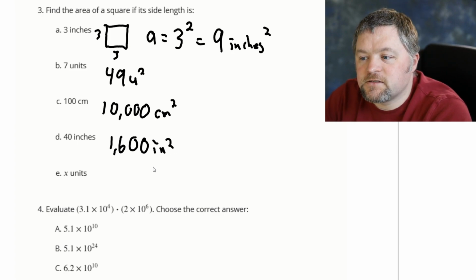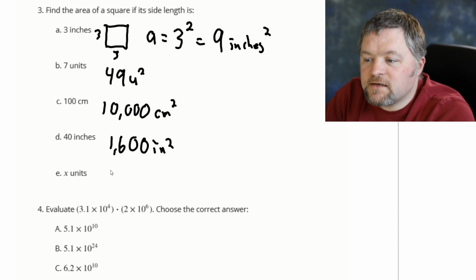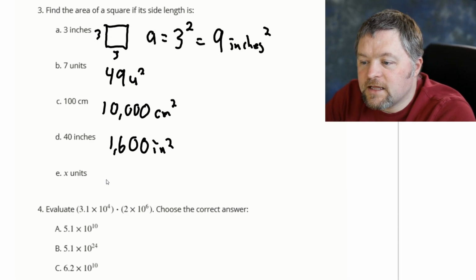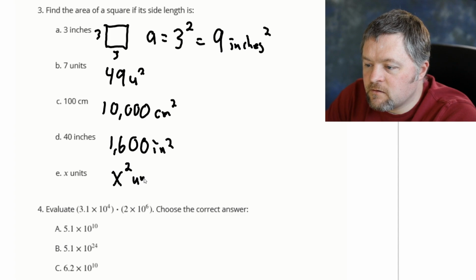1,600 square inches. X units. This is our general case if we are finding the area of a square if its side length is X units. The area will be X squared square units.